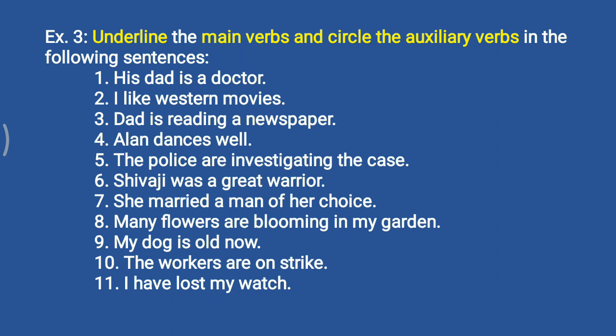Many flowers are blooming in my garden. In this sentence, are is the auxiliary verb and blooming is the main verb. My dog is old now. In this sentence, is is the main verb. The workers are on strike. In this sentence, are is the main verb. I have lost my watch. In this sentence, have is the auxiliary verb and lost is the main verb.